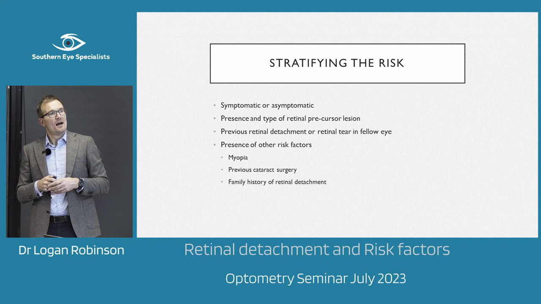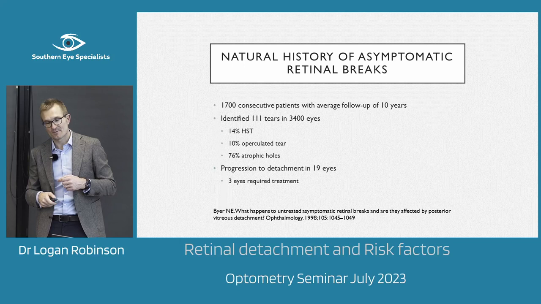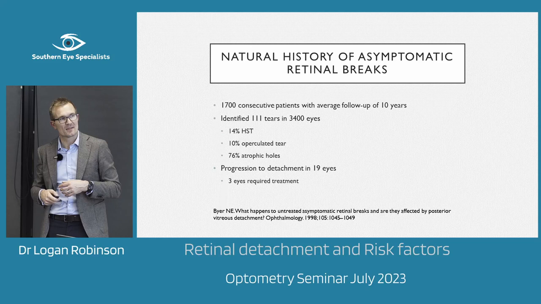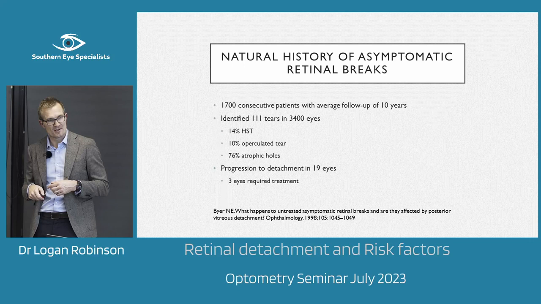So just coming back to that stratified risk, we're nearly done with this part. We've now looked at symptomatic patients and some of these lesions, and now we've talked about asymptomatic patients and some of these things that might exist in them. So which of those do you treat? Do you need to stratify with these other risk factors, which we've shown can make you a higher risk of detachment? So this is a very old study from 1998.